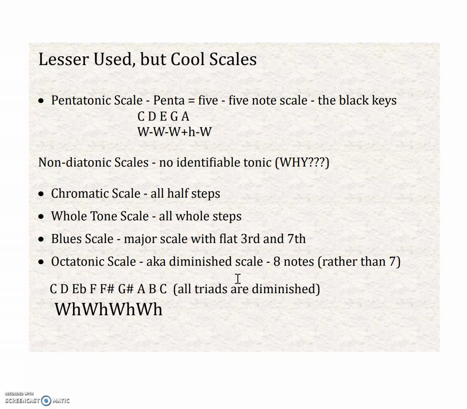There's a blues scale, and this is a major scale, but you're going to flat the 3rd and flat the 7th. And then there's an octatonic scale. So it has 8 notes instead of just 7. It's also known as a diminished scale. When we talk about triads, maybe you'll remember this. It's because all of the triads are diminished, and the formula is whole half, whole half, whole half, whole half, and it sounds like this.